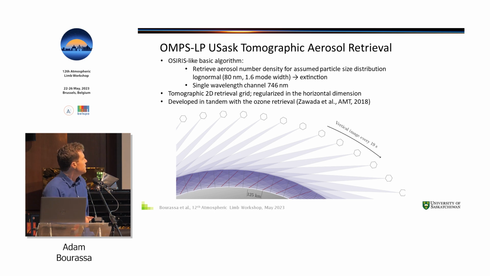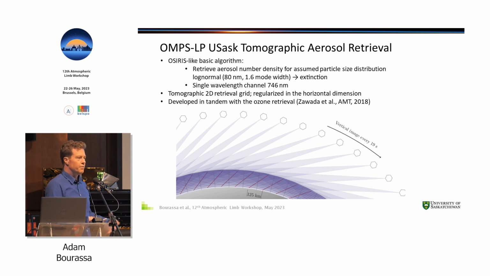Okay, about the tomographic retrieval. We do an aerosol retrieval algorithm very much like we've done with OSIRIS for years, where we retrieve an aerosol number density for an assumed particle size distribution. We use our favorite log normal particle size distribution, 80 nanometers, 1.6 mode width. This lets us define the scattering cross-section, but the product of the cross-section and the number density is really the extinction, and that's what we report.